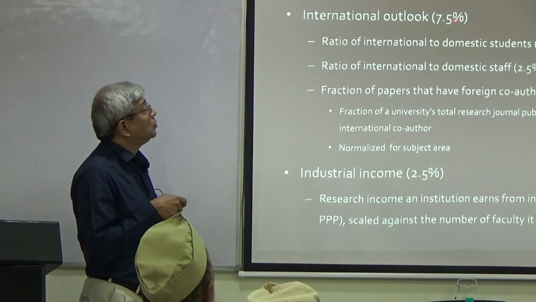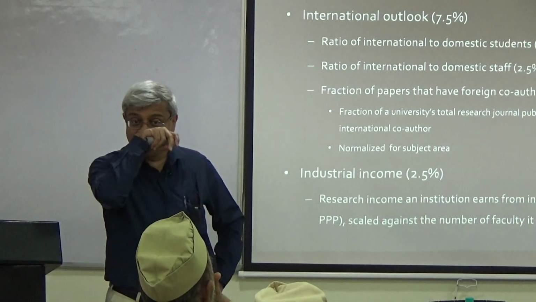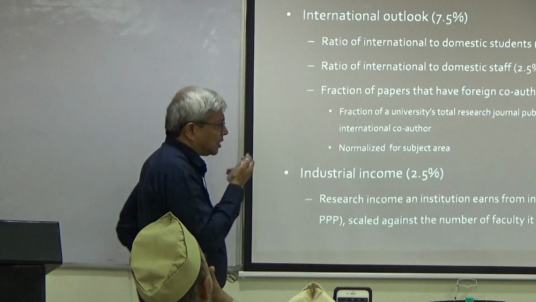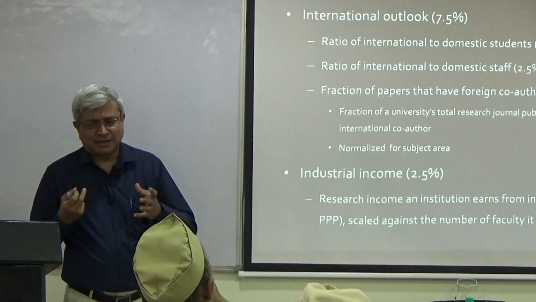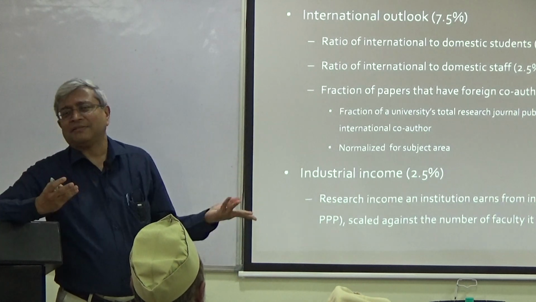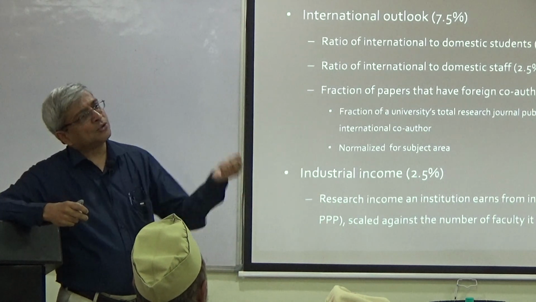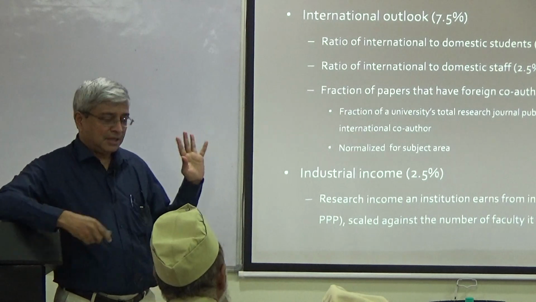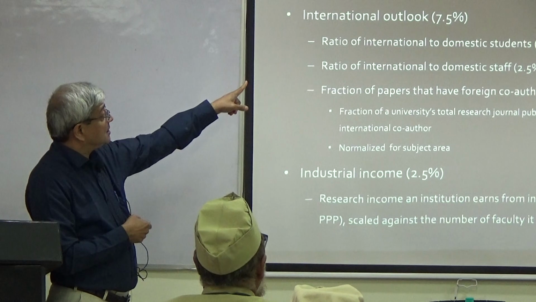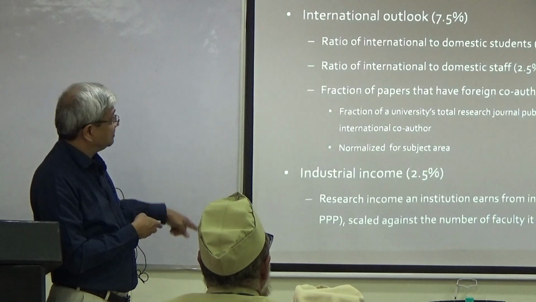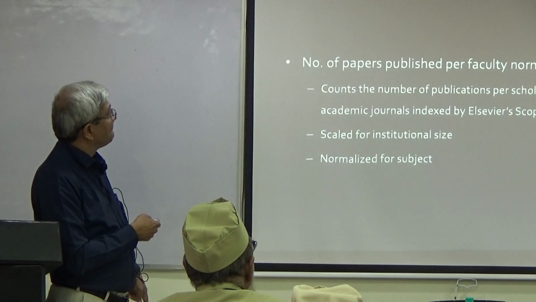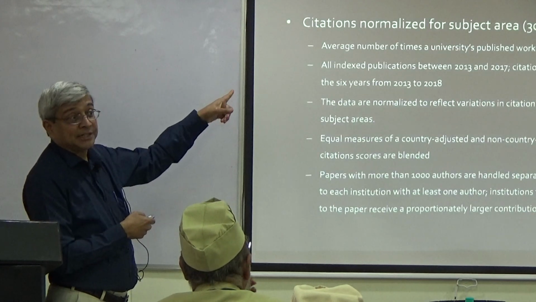And the international outlook is the ratio of international to domestic students and the ratio of international to domestic staff. These are the two areas where Indian universities do badly. But still, I think sometimes the temptation is to blame the entire thing on this. Oh, we don't have international students, we don't have international faculty, so our rankings are bad. But look at this, it's only 7.5%. The main thing is the citations.